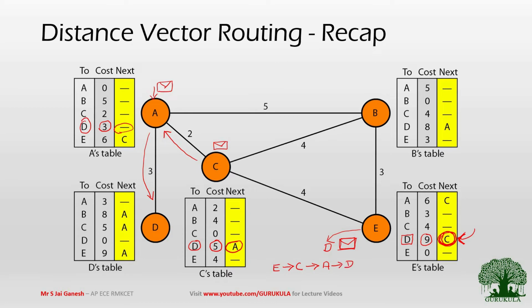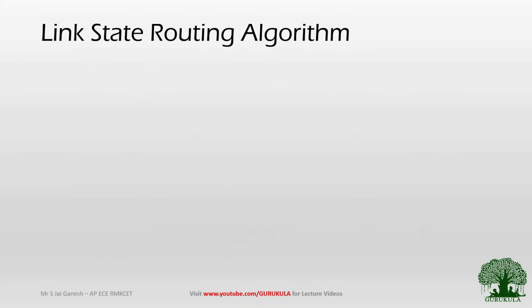This is the complete route that is taken by the packet, but E just knows only about the next hop, and C just knows only about the next hop. And this is what we have in distance vector routing. But in link state routing, the scenario is a little bit different.